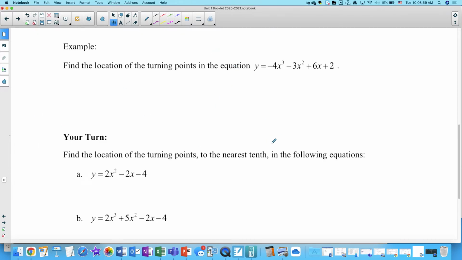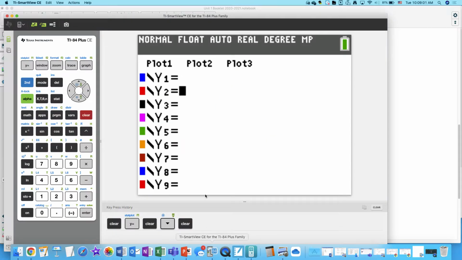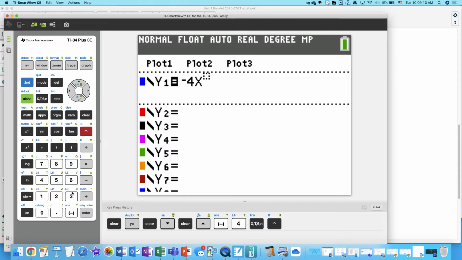Okay, so go to y1 if you have a TI. Negative 4, your variable button here, x cubed, power 3. And then, what is it? Hold on, I'm going to open up. It is minus 3x squared plus 6x plus 2.